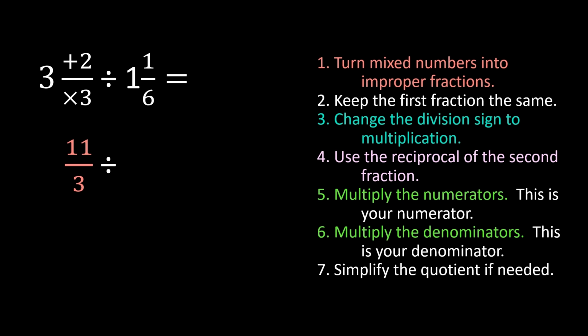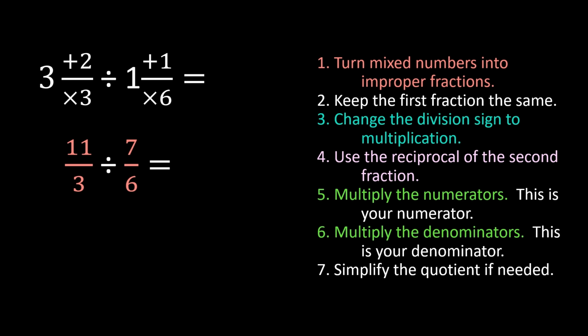Then we need to do the same thing to our second mixed number. We're going to multiply our denominator times our whole number. So 6 times 1 is 6. Then we add our numerator. 6 plus 1 is 7. That becomes our new numerator, and our denominator of 6 remains the same. Now we're ready to work on our division.